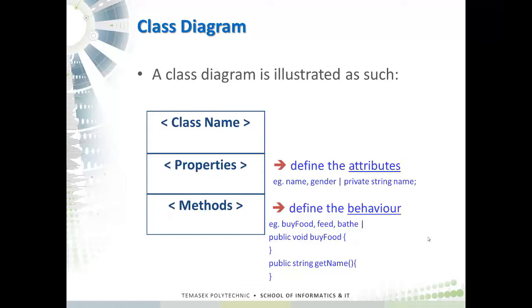Right, so the class diagram will look like this. There will be three sections. The first section is the name that you should name your class. The second will be a list of all the properties. By properties, I mean attributes, which is like the private string name, private char gender, private integer balance, simple stuff like that.